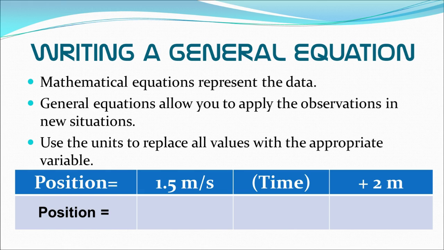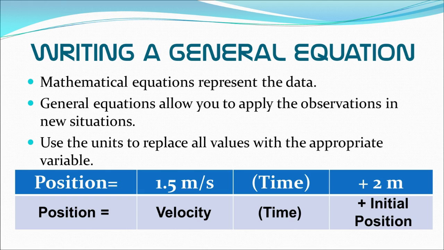1.5 meters per second. That can't remain a number. Meters per second represents velocity. If there's a unit you don't know, you can represent that slope with just the letter k. Time is already a variable, so it comes straight down. Plus 2 meters, our y-intercept. Now again, the meaning of the y-intercept is the initial dependent variable. My dependent variable was position, so regardless of what unit I have on there, my y-intercept is the initial position. Notice that the general equation starts and ends talking about my dependent variable.